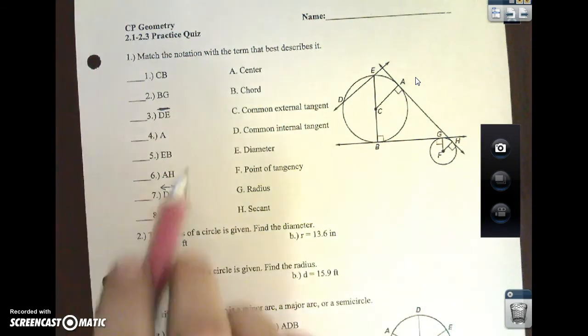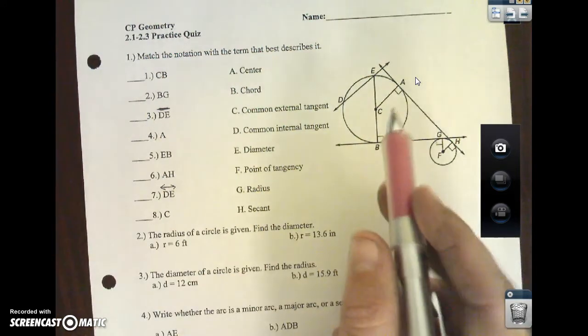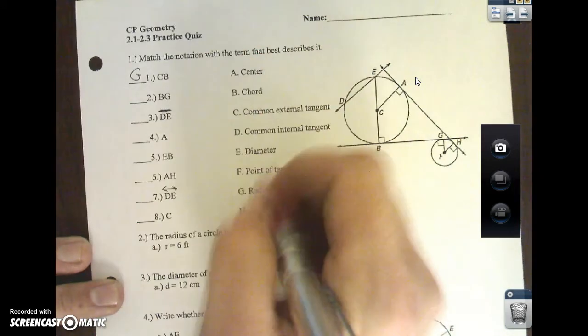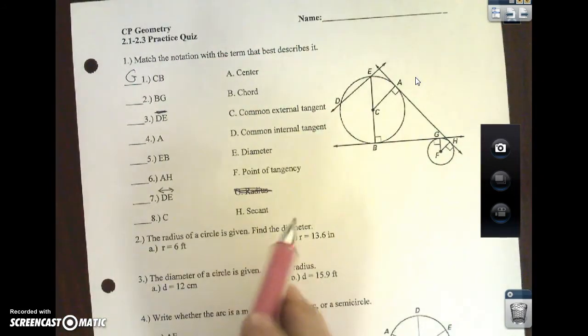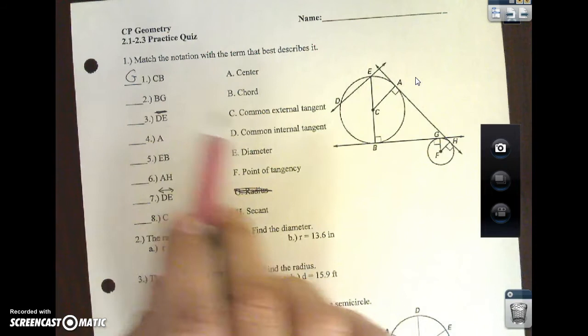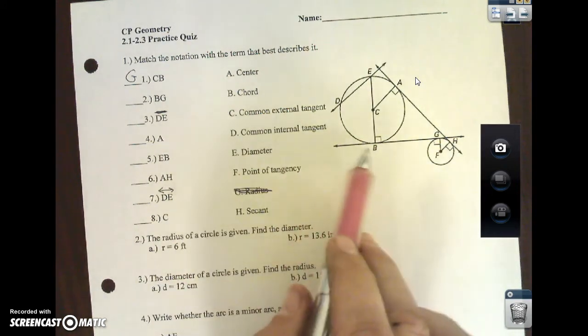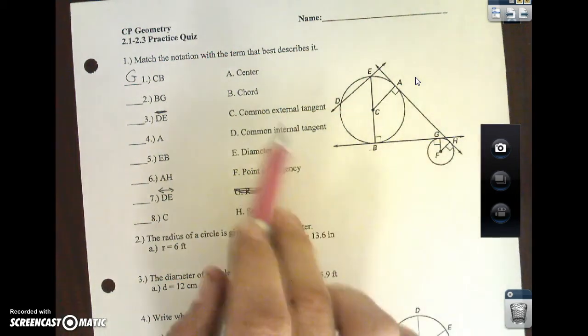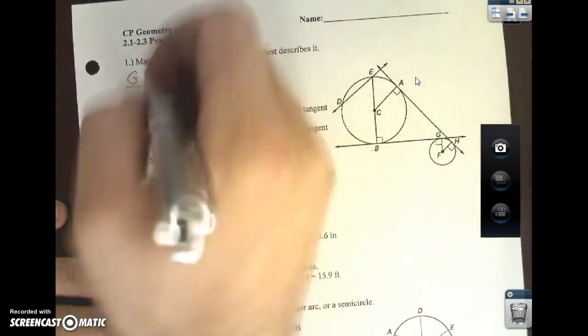So first one is CB. CB, you'll notice, is half of my circle, which is of course your radius. So here's my G. As you go through it, I know you guys already do this, but cross off the ones you use. BG, you'll notice that it hits at point B and point G one time on each circle, and it goes between them. Therefore, this is a common internal tangent.